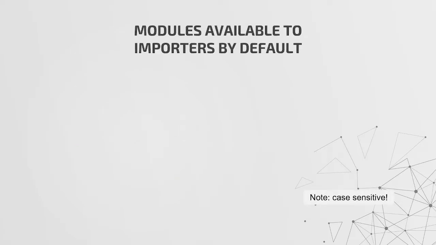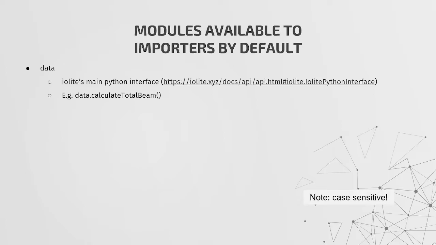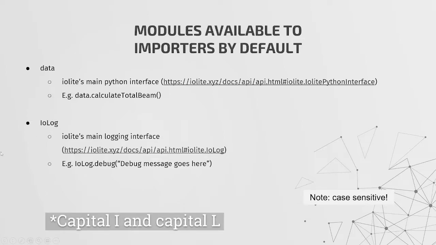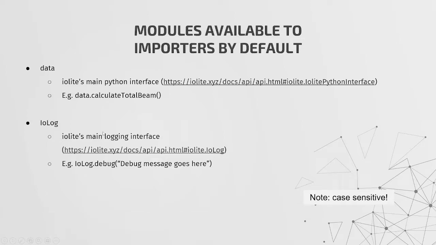Now, there are some modules that are already available to the importers by default that you don't have to load in. These include the data manager, which is referred to as data. There's also iolog. Just note that these are case sensitive, so this is a capital I and a capital O. And this module allows you to access Iolite's main logging interface.